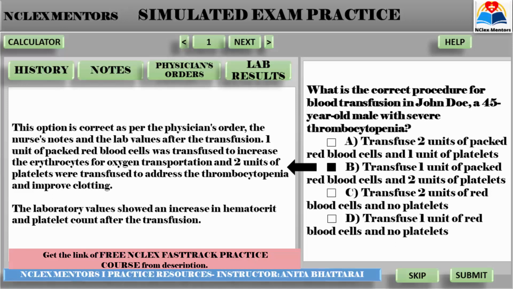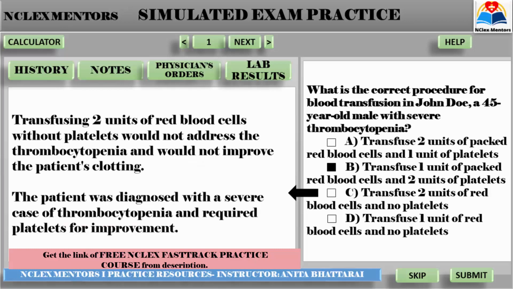B. This option is correct as per the physician's order, the nurse's notes, and the lab values after the transfusion. 1 unit of packed red blood cells was transfused to increase the erythrocytes for oxygen transportation, and 2 units of platelets were transfused to address the thrombocytopenia and improve clotting. The laboratory values showed an increase in hematocrit and platelet count after the transfusion.